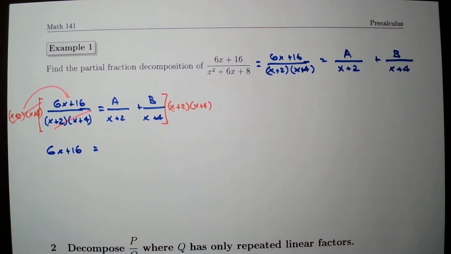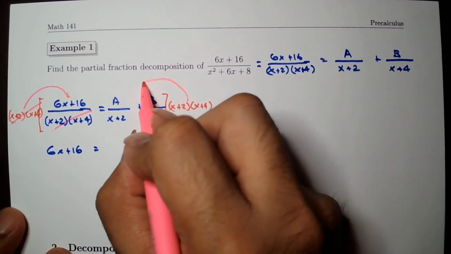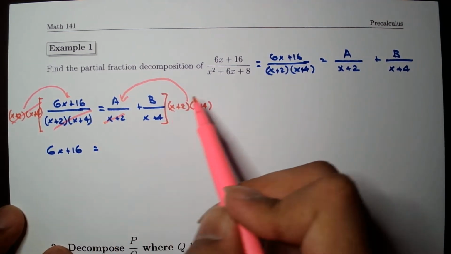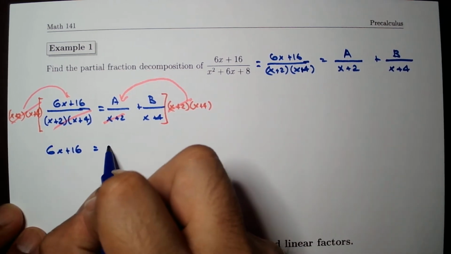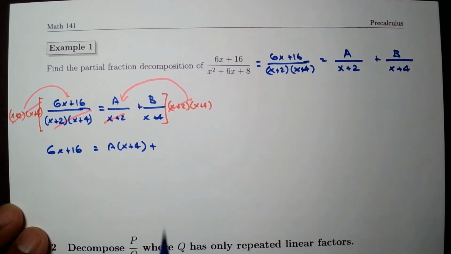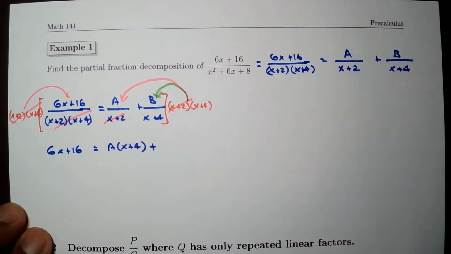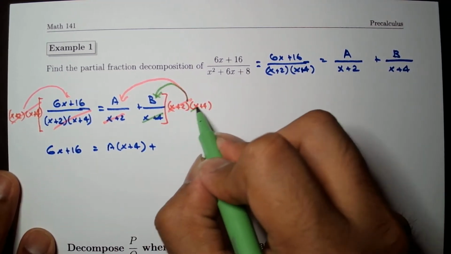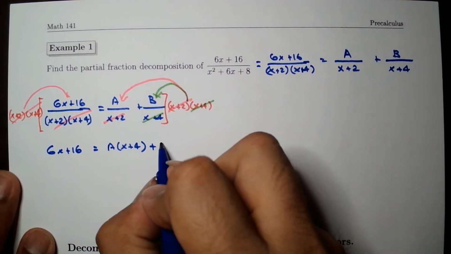And then on the other side, what we do is distribute these two factors over the first fraction. But when we do that, these x plus 2's cancel, leaving us with a times x plus 4. And last but not least, when we distribute over this last expression, this b over x plus 4, it is the x plus 4's that go away, leaving us with b times x plus 2.